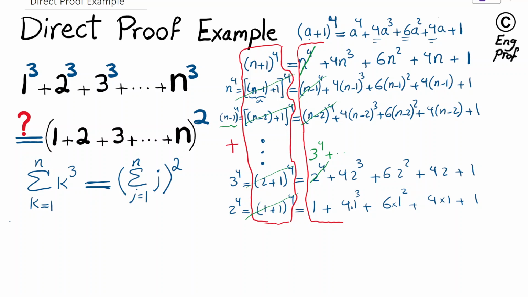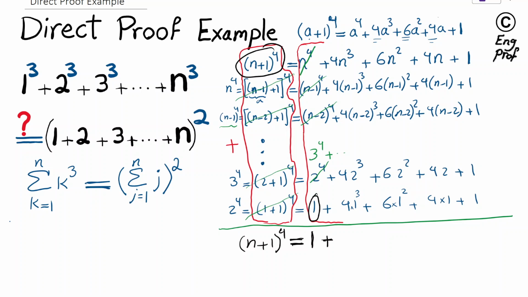So what remains when I add up all these, I'm going to write it here. On the left-hand side of this equality, I get only n plus 1 to the power 4 standing. On the other side, I have only 1 here, so 1 plus. Now I have 4 times all these guys added together.